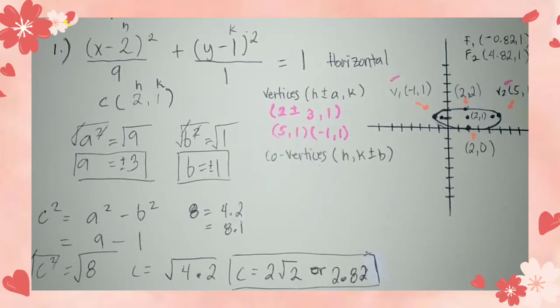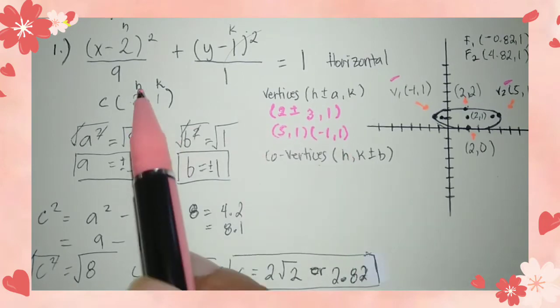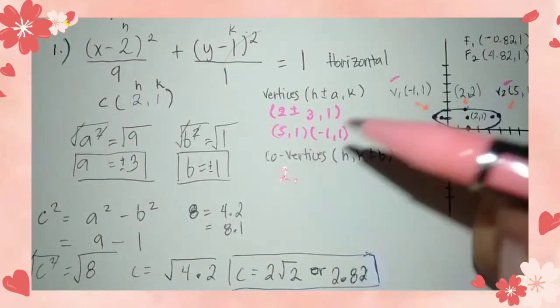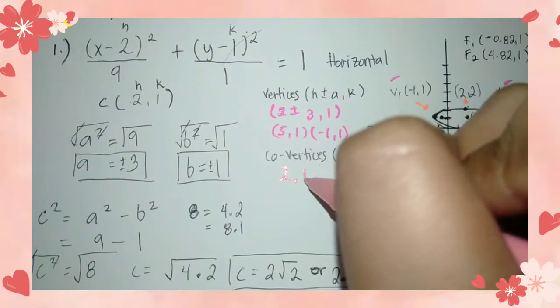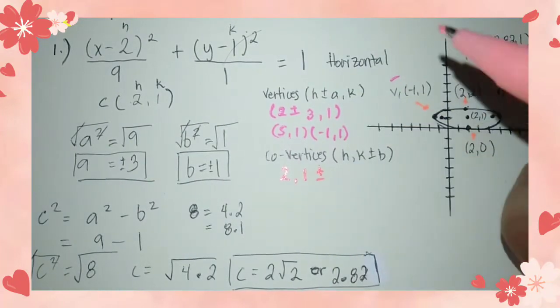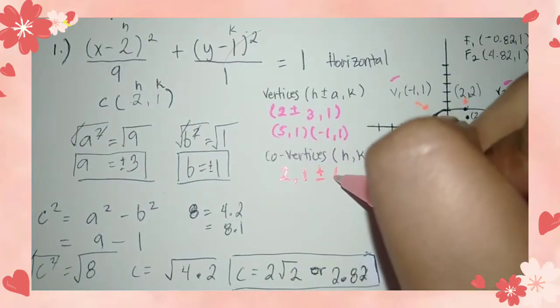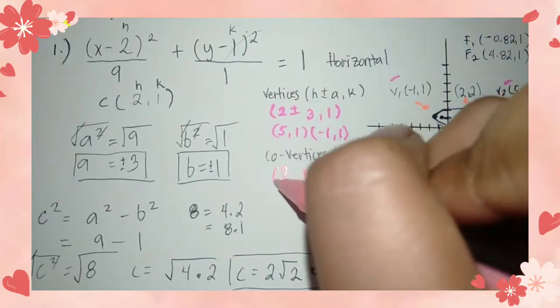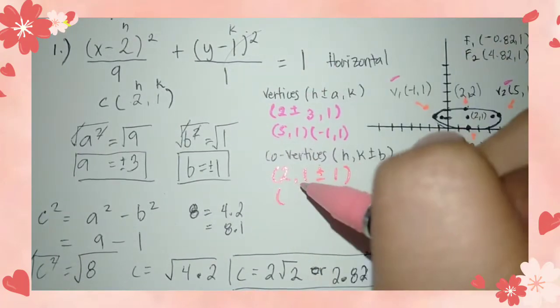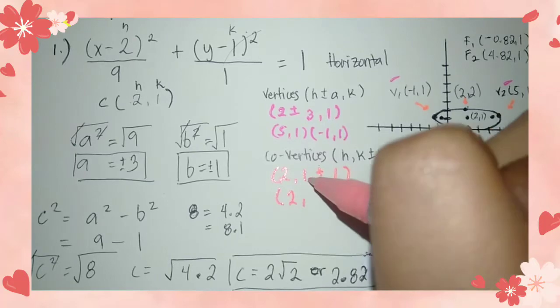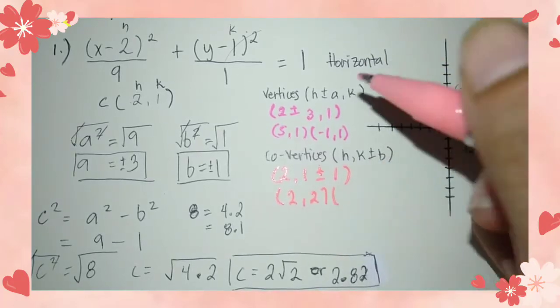Next is our co-vertices. So, we have our coordinates for co-vertices at h and k, plus and minus b. So, again, ang ating h is, of course, 2. Alright? And ang ating k is 1. Plus and minus, ang ating b is 1. Alright? So, we have our co-vertices as 2, and 1 plus 1 is 2. And the other one is 2.